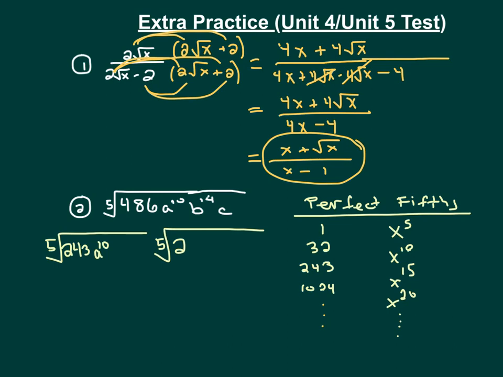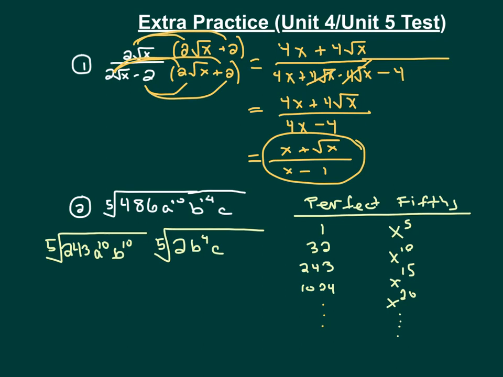So the biggest multiple of 5 that's less than 14 would be 10. So I'm going to take out b to the 10th, and that's going to leave me with 4 b's in my leftover radical. And then c is not a perfect fifth. Unfortunately, we can't take any perfect fifths out of that, so I'm just going to put that in my non-perfect fifth radical, in my leftovers.